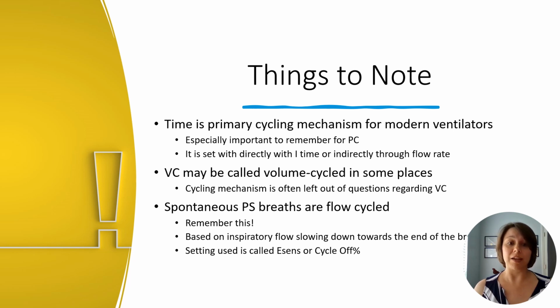This will be a question that is asked, so remember this. Based on the inspiratory flow slowing down towards the end of the breath, that is what our flow cycle means. The setting that you use is going to be called E-sensitivity or cycle off percent, and we'll talk more about that setting when we get to that section.